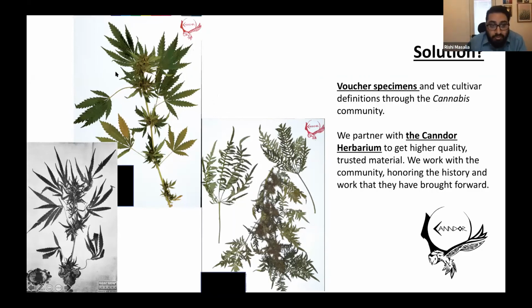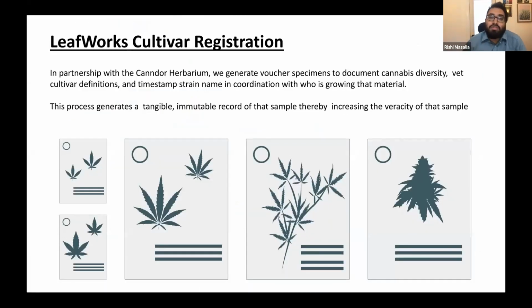So these are actual plants that Candor has gone out and collected from the community, pressed them, and have started to create this record of cultivation, starting to document what is being grown, what it looks like, who has it, and then we can start to compare this information across all the different growers. And LeafWorks is working on what we call a cultivar registration project, or a cultivar registration test. So in partnership with the herbarium, we generate these different vouchers to document cannabis diversity, vet the definitions, and then timestamp the strain name in coordination with who's growing it.